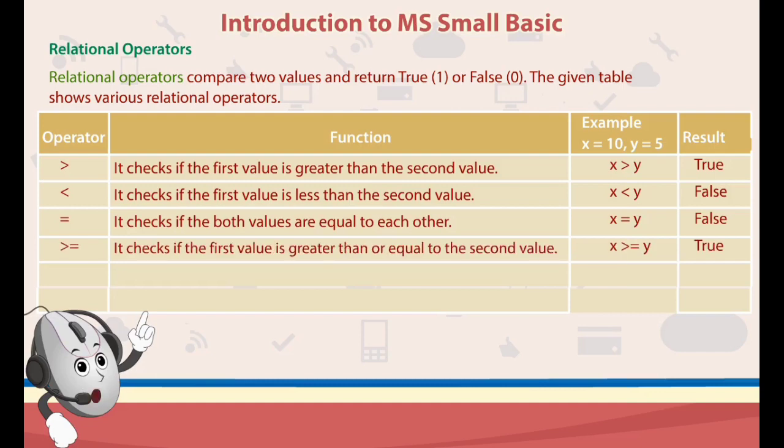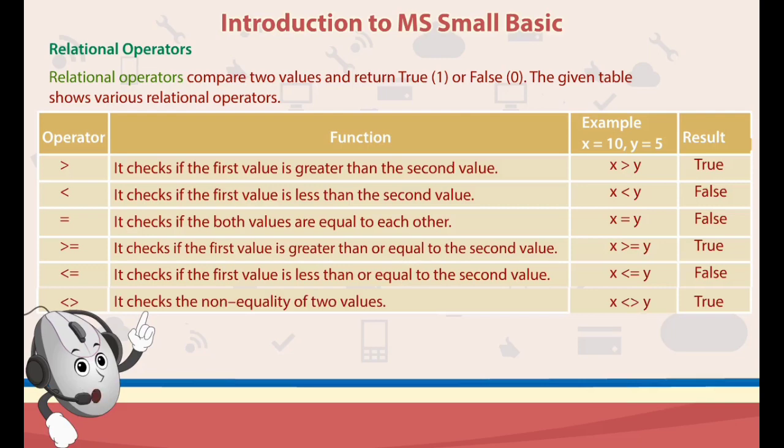False. Greater than or equal to. It checks if the first value is greater than or equal to the second value. X is greater than or equal to y. True. Less than or equal to. It checks if the first value is less than or equal to the second value. X is less than or equal to y.